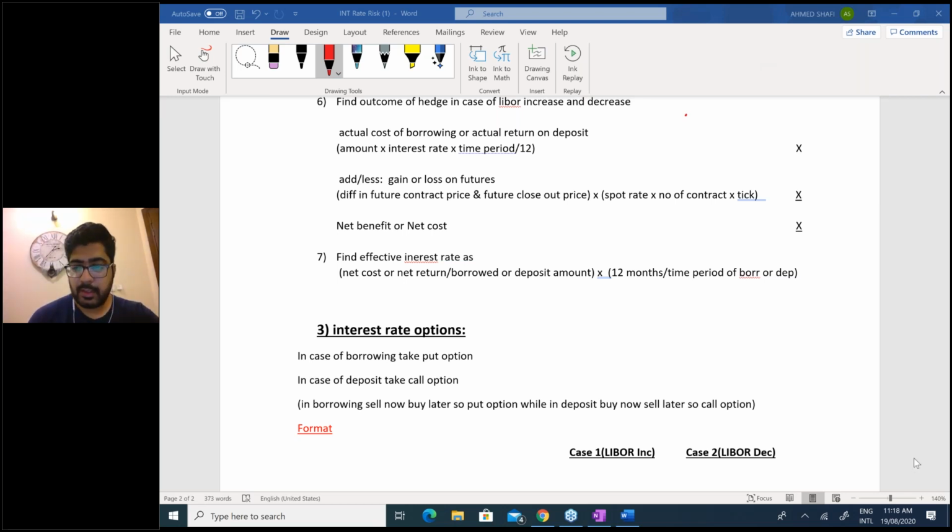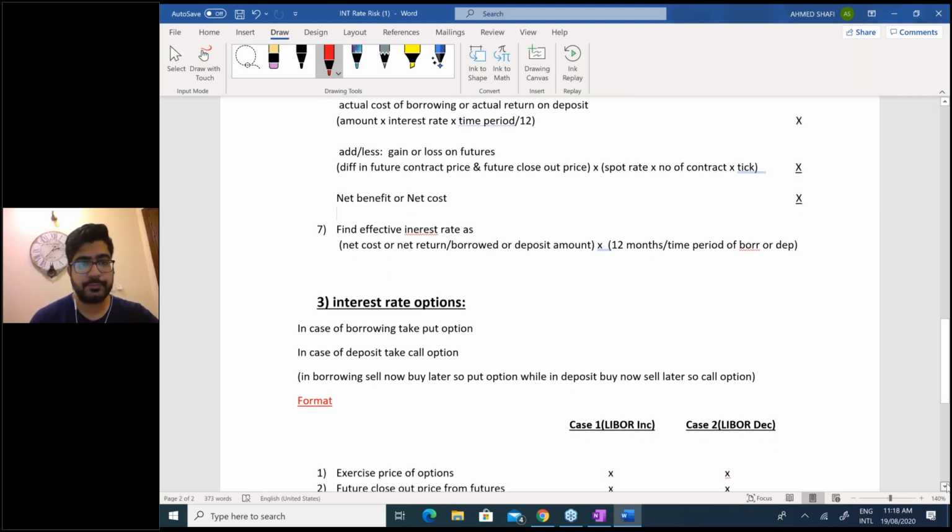Okay, now let's move towards interest rate options. See the format of interest rate options, and then we will be moving to the question.